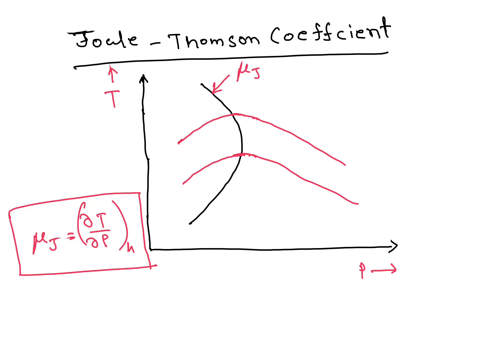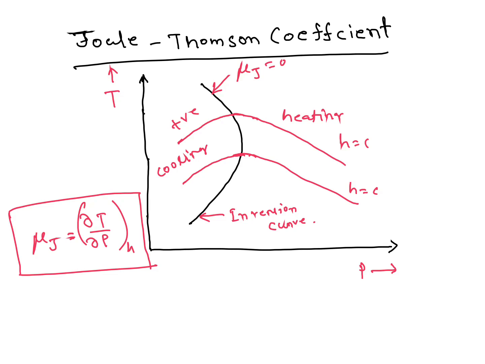Mu j, this is the inversion curve, where mu j equals 0, this black color curve. Your enthalpy is constant. This side is cooling, slope is positive here. This side is heating, slope is negative here. And here slope is 0. Slope is mu j.